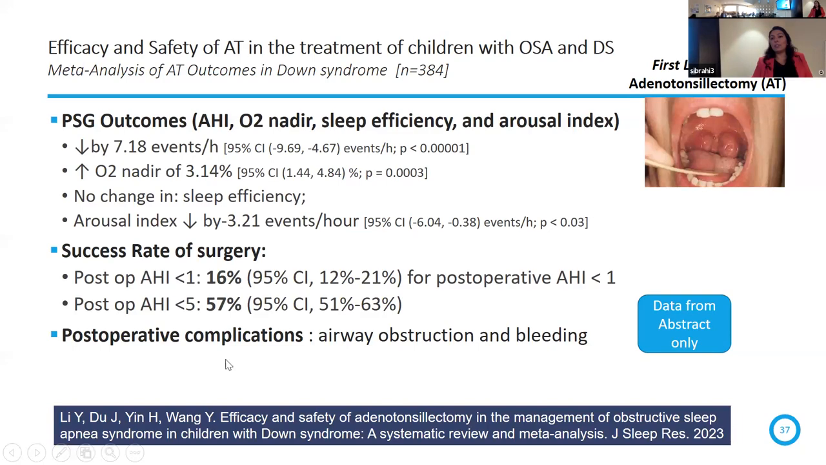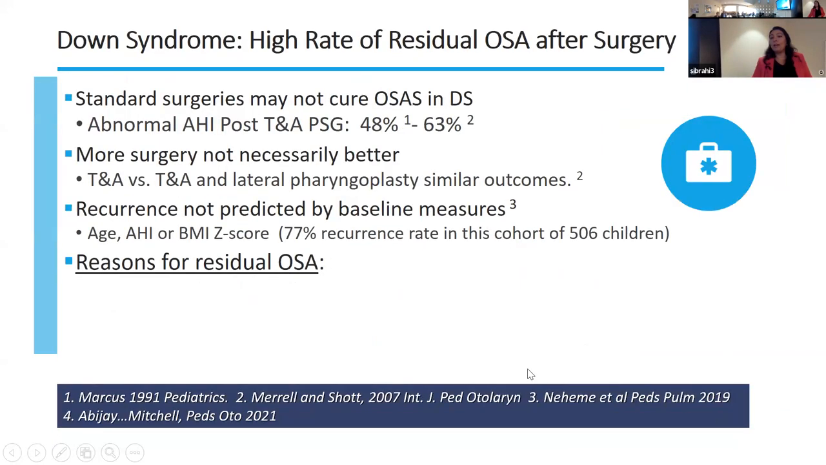Which is what we're seeing in clinics. And of course, they wanted to highlight postoperative complications. We have to be careful. The high rate of residual sleep apnea after surgery has been highlighted in many, many studies. Standard surgeries may not cure, we know that. And some of the other studies are looking at 48 to 63%. If we're looking at the other one, it's a little bit higher. More surgery is not necessarily better.